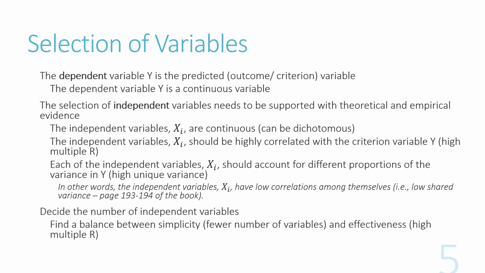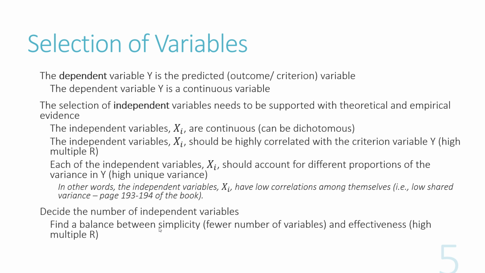Ideally, independent variables are continuous, though they may also be dichotomous. It's important that the independent variables are strongly correlated with the dependent variable while having low correlations among themselves.